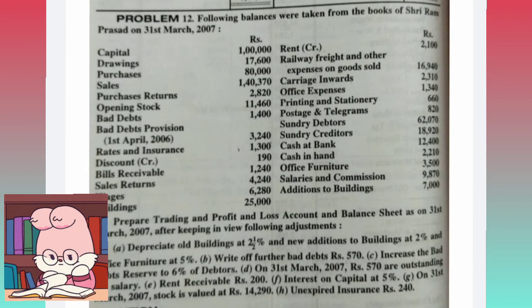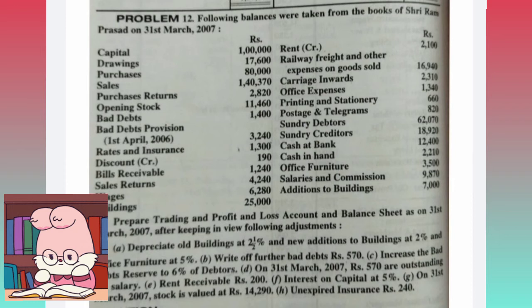Railway freight and other expenses on goods sold, so it is a trading profit and loss account item. Okay, it is a profit and loss account item on goods sold. Carriage inwards, trading account, debit side, office expenses, debit side of P&L, printing and stationery, postage and telegram, debit side of P&L. Sundry debtors asset, so balance sheet. Sundry creditors asset, balance sheet. Cash at hand and cash in hand at bank, take it to the assets of the balance sheet. Office furniture asset, balance sheet.